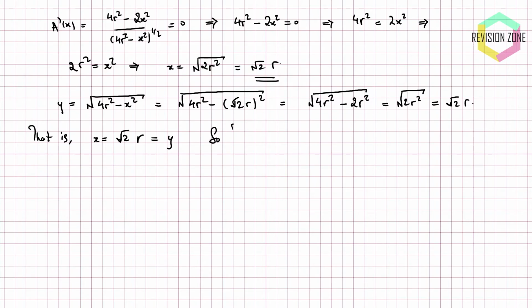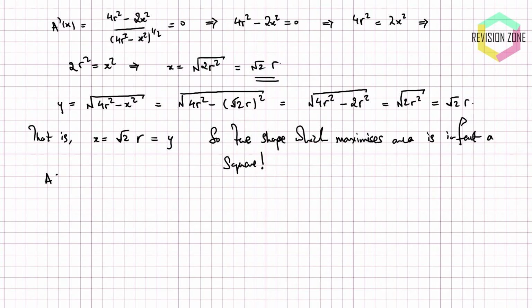So the shape which maximizes area is in fact a square. Okay, so what will the area actually be? The area is going to be xy, but obviously we know what x and y are. It's going to be root 2r times root 2r, which is going to be 2r squared.